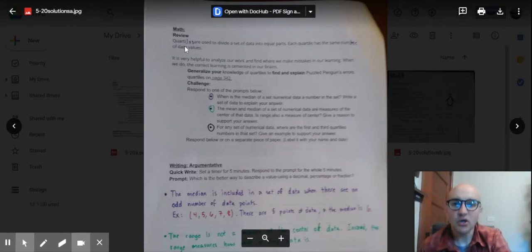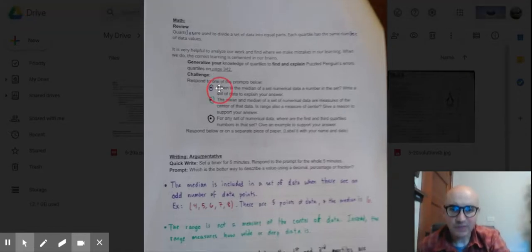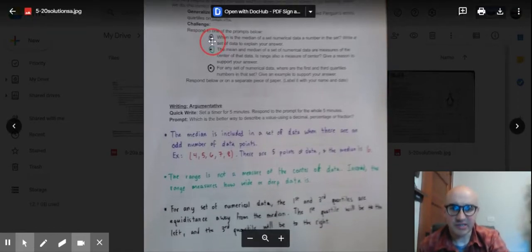The review here is just asking us to finish up a couple of words. So quartiles are used to divide a set of data into equal parts. Each quartile has the same number of data values. That's all we have to do on that first part. Since the page is already on the screen, I'm going to jump into the challenge problems.